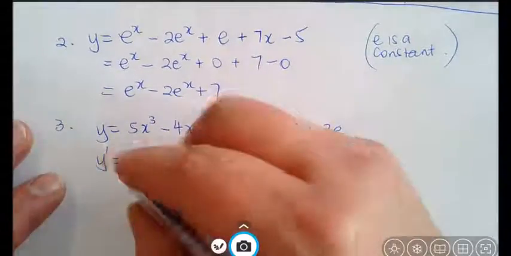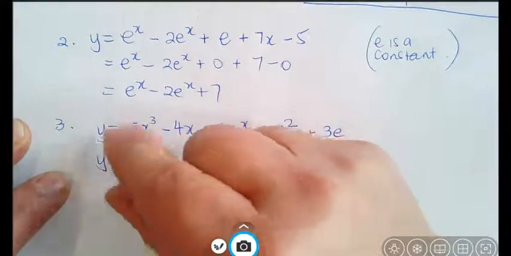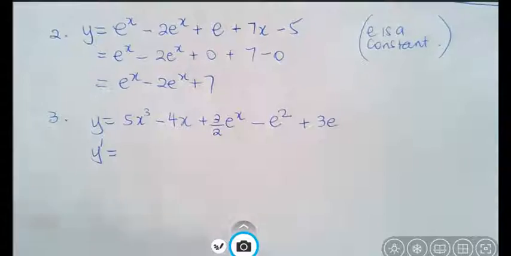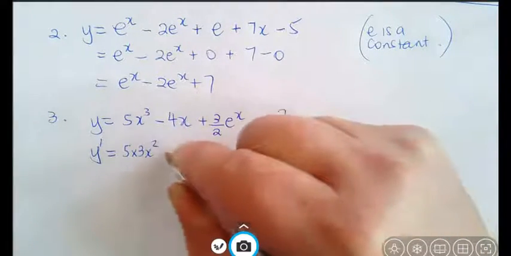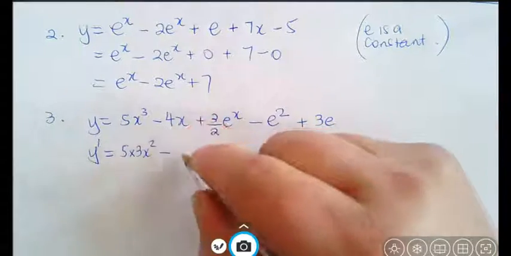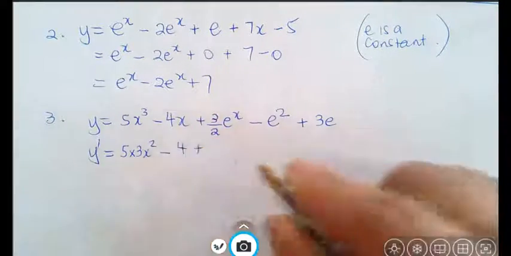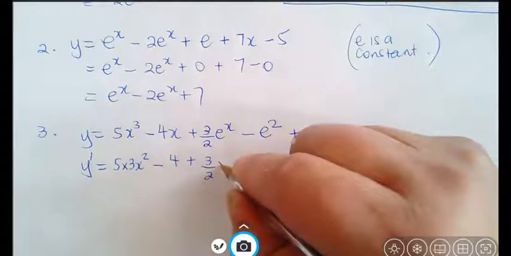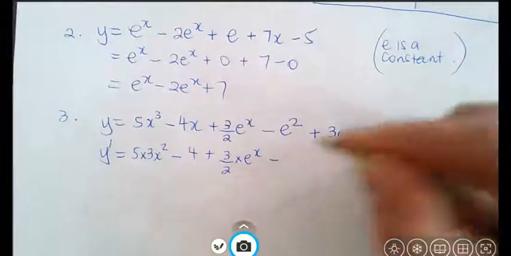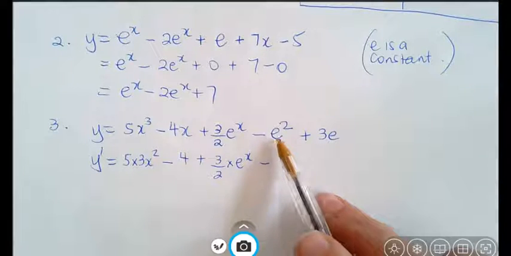Okay, all right. So with this one, what does this become? First one, if y is 5x cubed, because you go 5 times 3x squared, don't you? Minus 4 plus, that is a constant in front of the e to the x. So it's 3 over 2 times e to the x minus, no, that's a constant.